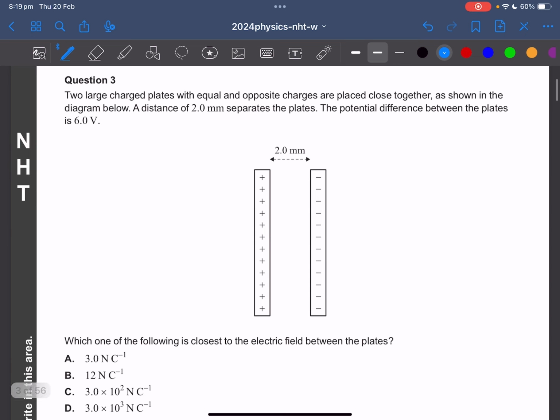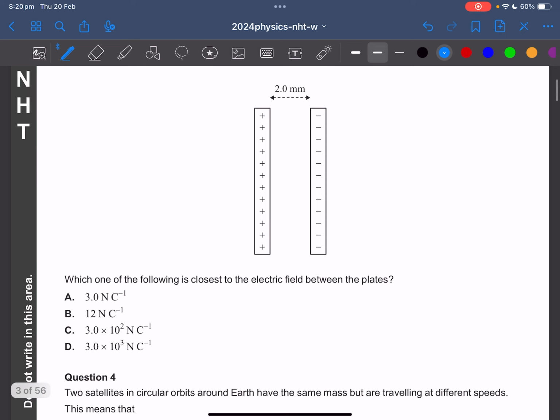So question 3: two charged plates with equal and opposite charges are placed together as shown in the diagram below. A distance of 2 millimeters separates the plates. The potential difference between the plates is 6 volts. Which one of the following is closest to the electric field between the plates?